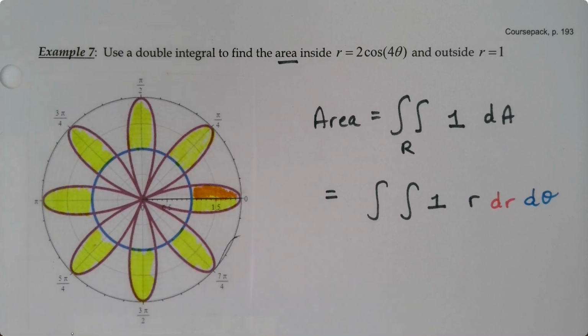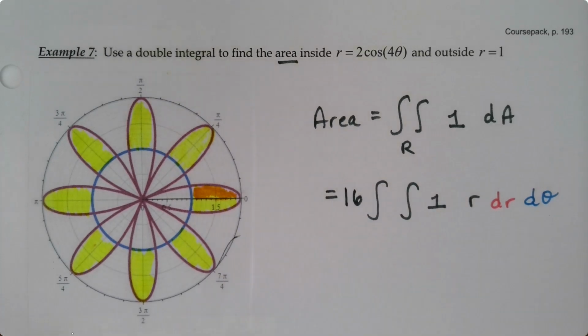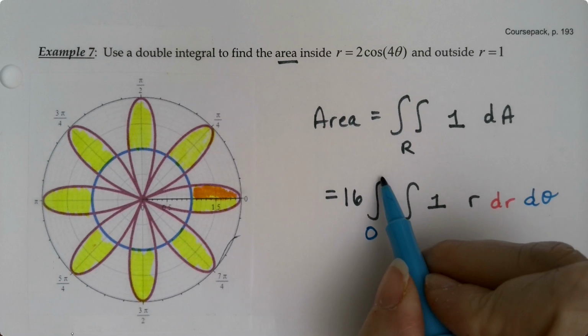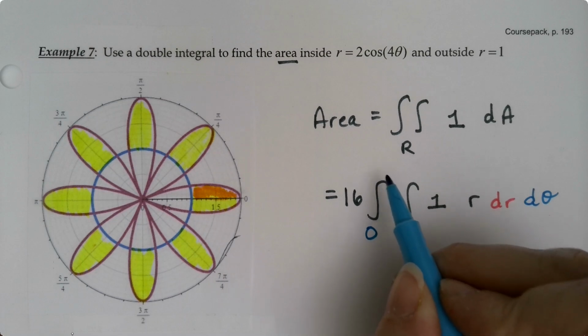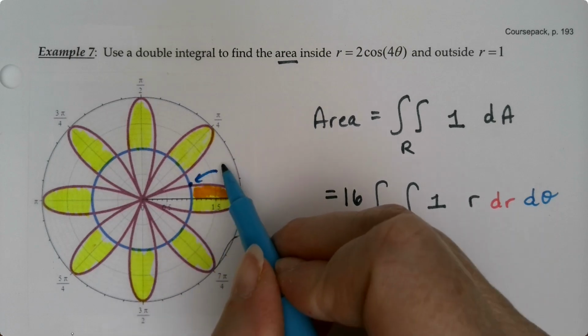per petal, and there's 1, 2, 3, 4, 5, 6, 7, 8 petals. So what we're going to do is multiply by 16, right, due to symmetry, and we're going to go from 0 to something. Right, that's the tricky bit. We got to find what this angle is right here. We need to know what that angle is.